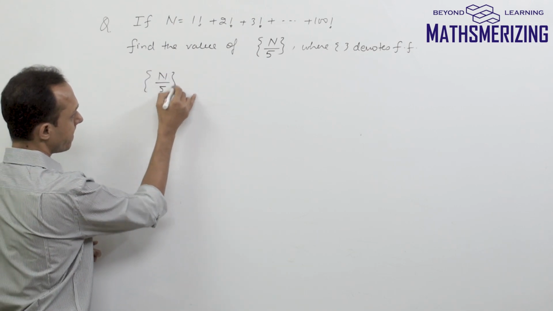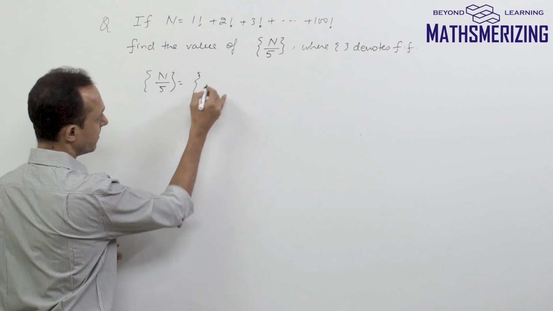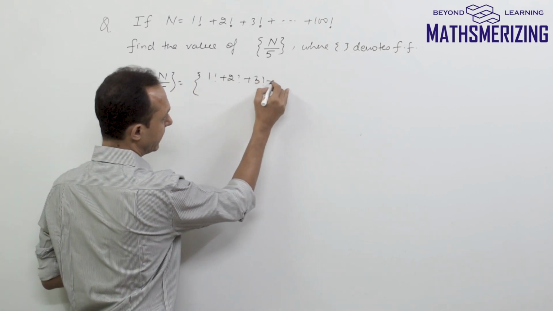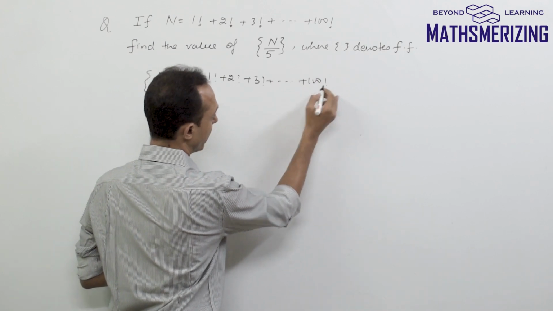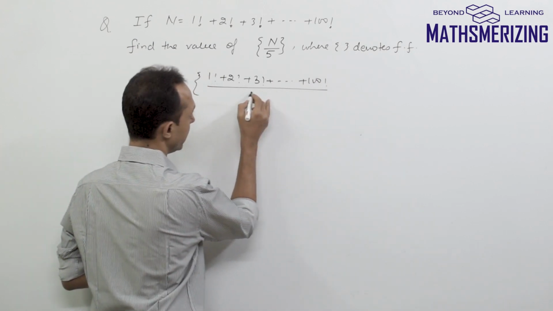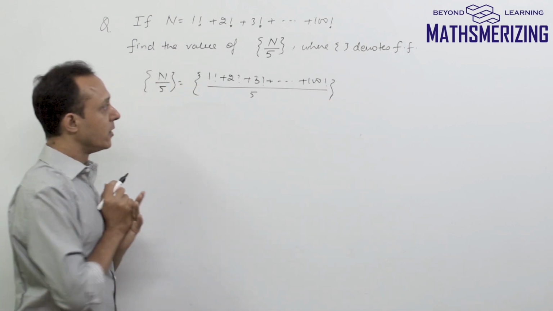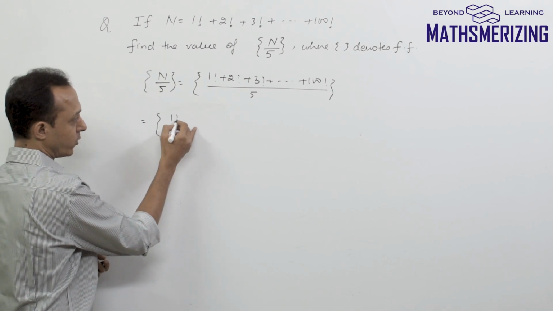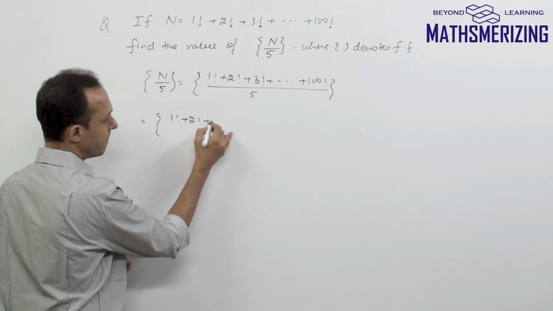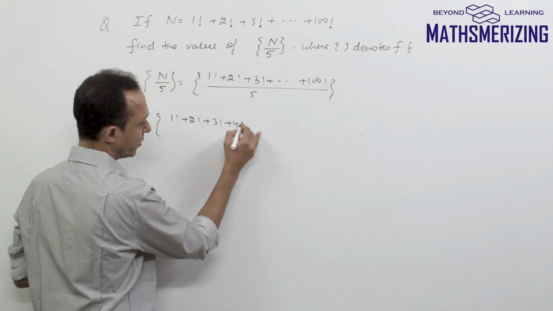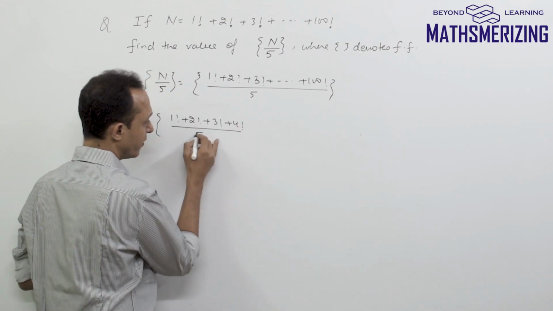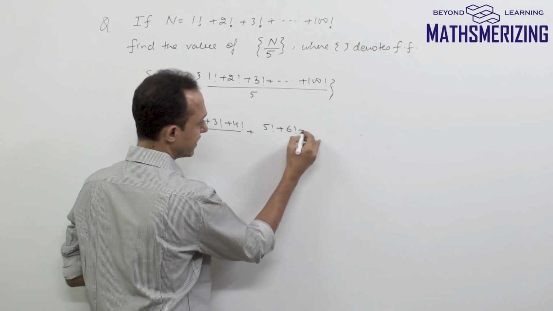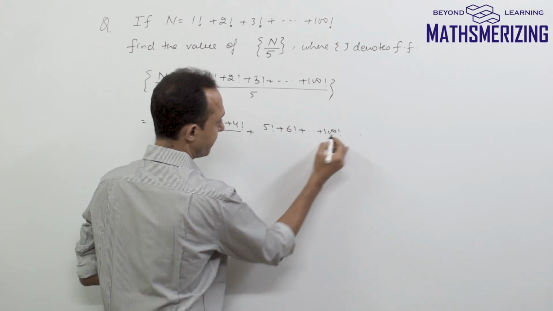I'll write it as factorial 1 plus factorial 2 plus factorial 3, and it goes up to factorial 100, divided by 5. Now I'll split it into two parts. I'll write it as factorial 1 plus factorial 2 plus factorial 3 plus factorial 4 divided by 5, plus factorial 5 plus factorial 6 up to factorial 100 divided by 5.